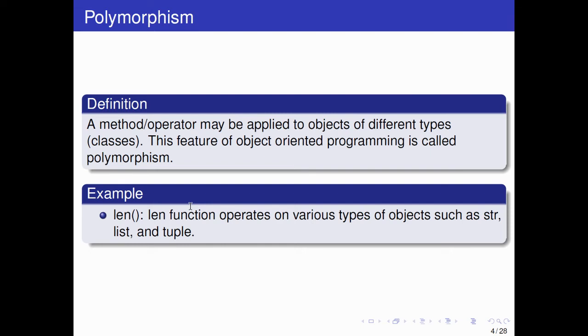So now we are starting with polymorphism. Okay, so what is the definition? See the definition: a method or operator may be applied to objects of different types or different classes. This feature of object-oriented programming is called polymorphism.